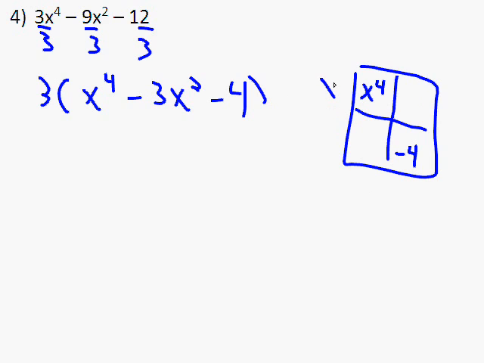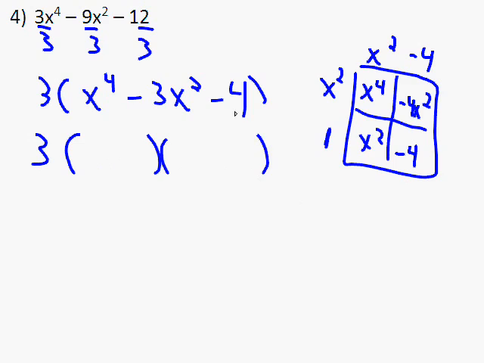We can split up x to the fourth as x squared and x squared. We can split up negative 4 as, well, you can guess and check, but I'm going to go ahead and guess and check with the right answer to begin with. Negative 4 and positive 1. Now, x squared times negative 4 is negative 4x squared. X squared times 1 is x squared. So you'll notice when you add negative 4x squared plus x squared, you get negative 3x squared. So we can split up this factor as x squared minus 4 and x squared plus 1.